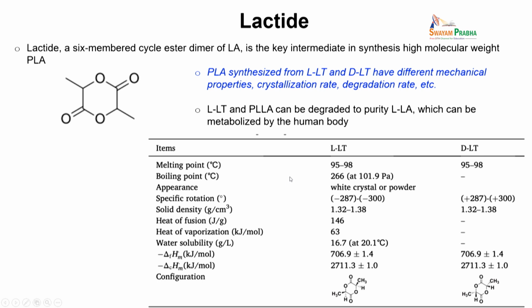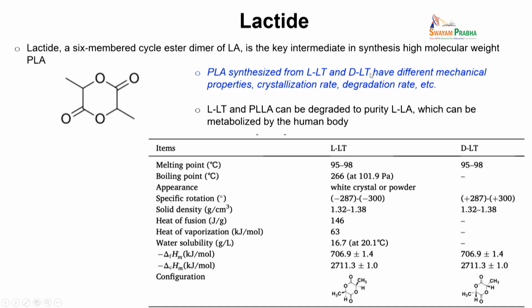Now coming to lactide, as I said, it's a 6-membered cyclic dimer of lactic acid, and it is a key intermediate for the synthesis of high molecular weight PLA. This I already mentioned. It's important to note this LLA and DLA. So what this means is, this is left-handed lactide, this is right-handed lactide.